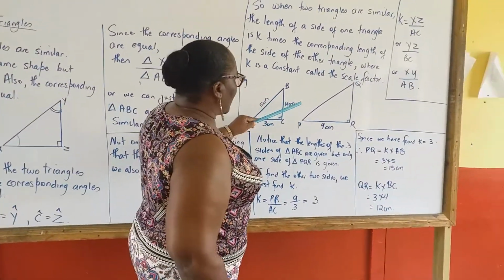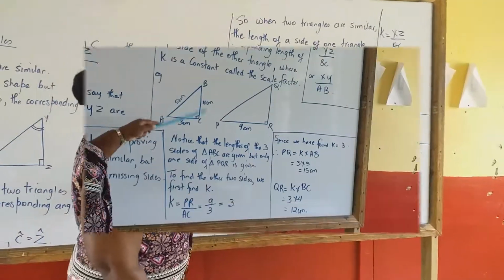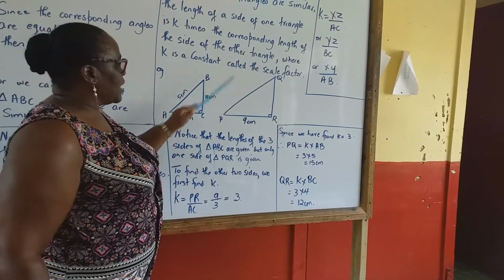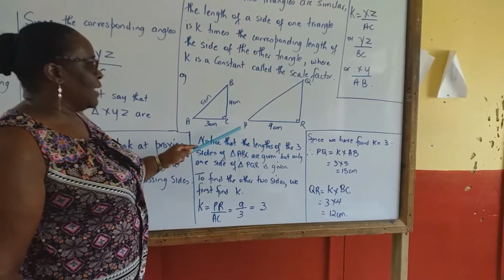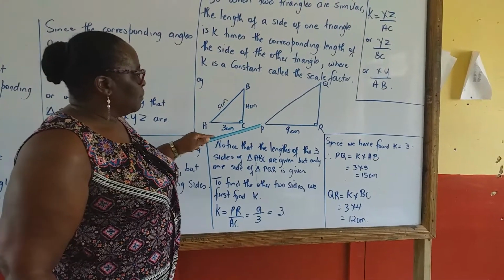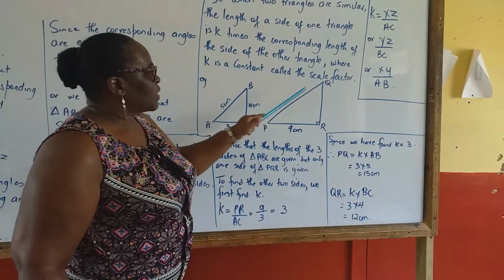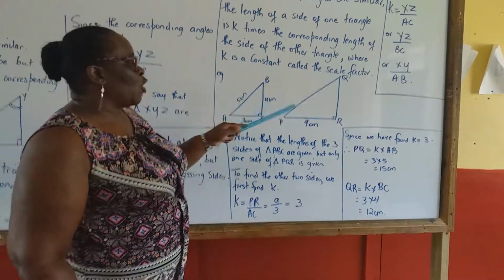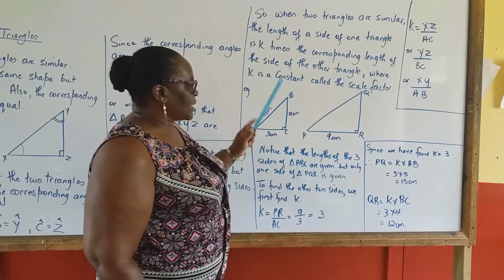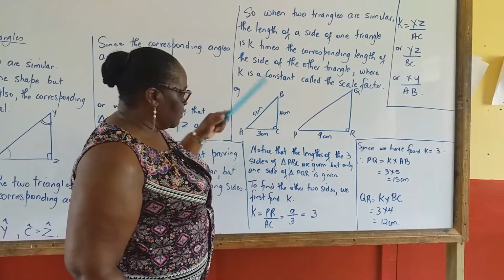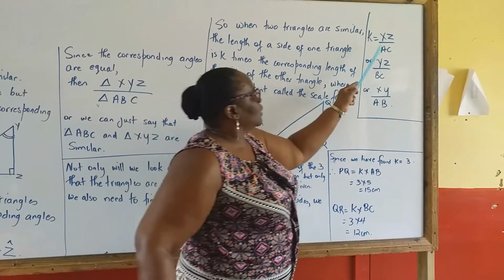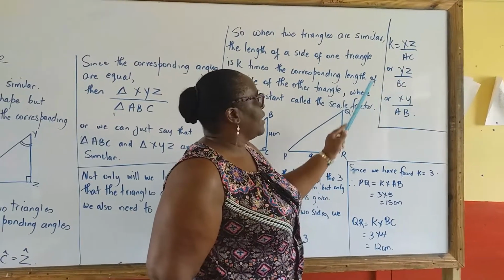Now we are given two triangles where you are given all three sides for one. But for triangle PQR, you are only given the side PR. We are asked to find side PQ and side QR. But before we can find these missing sides, we must know what k is, because k is what we're going to use to find the missing sides. How do we find k?